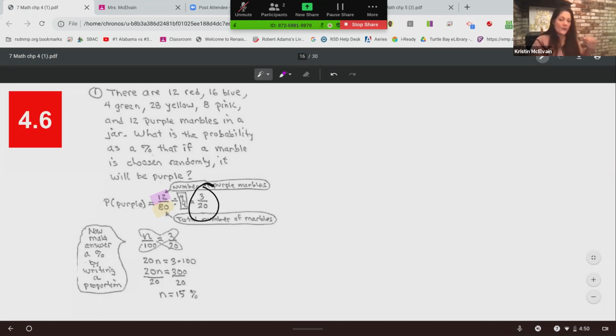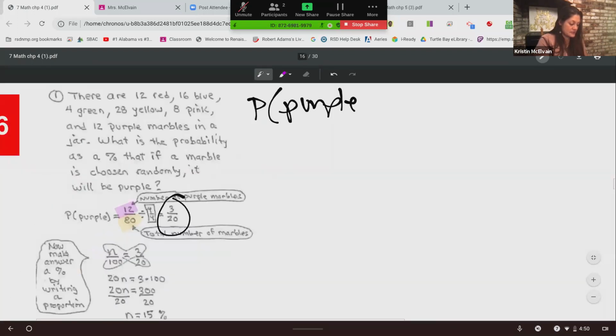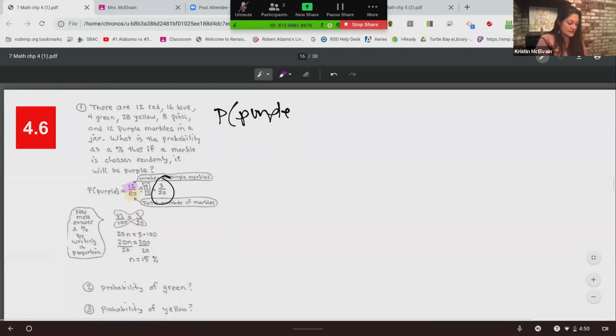Okay, so now we have to figure out what the percentage is. First we wanted to see what is the probability of getting purple. All right, so we have 12 out of 80, and we're going to simplify that. They both divide by 4, and when we simplify that, we get a probability of 3 out of 20.